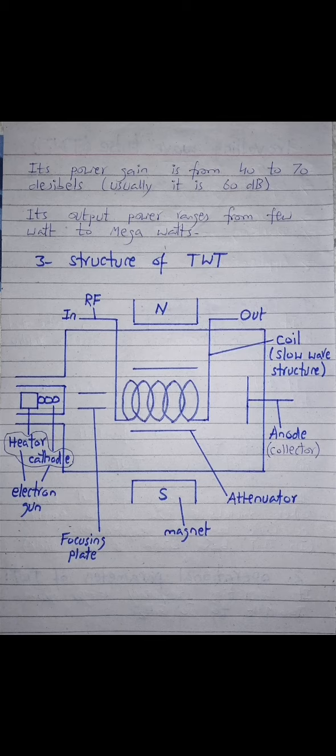So this was the construction and working of the traveling wave tube, and at the end we will discuss the applications of the traveling wave tube. The first application is that they are used in radars. They are also used in civil communication systems, and they are also used to guide wireless weapon systems.